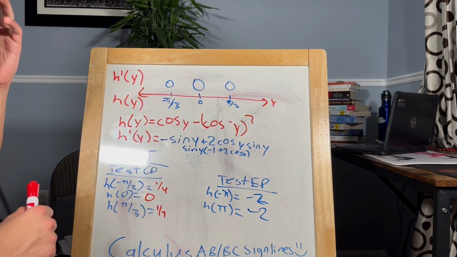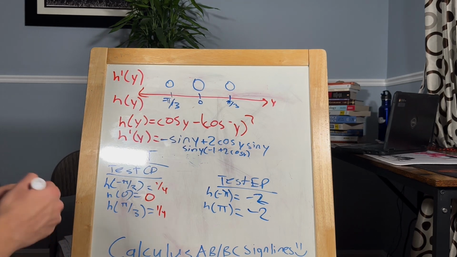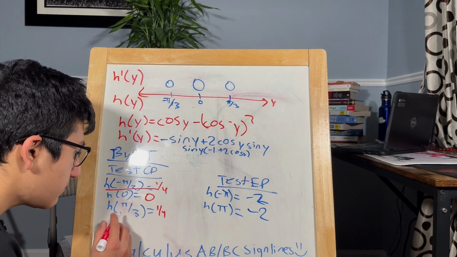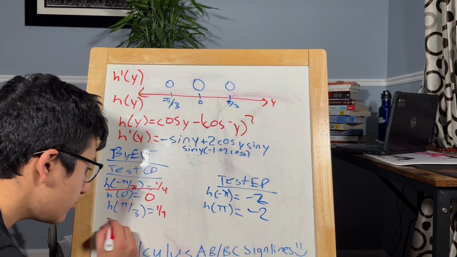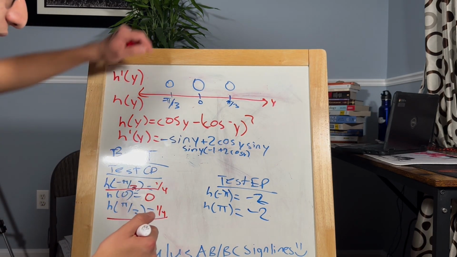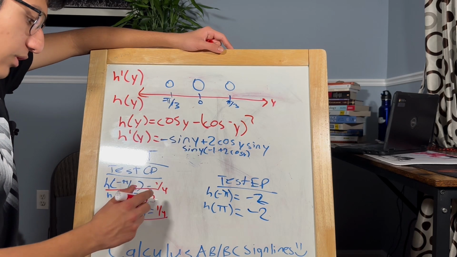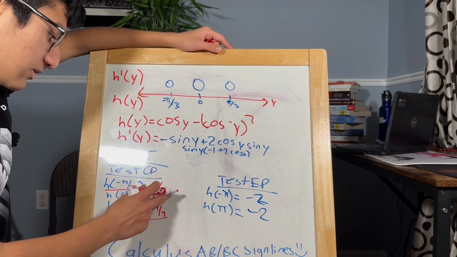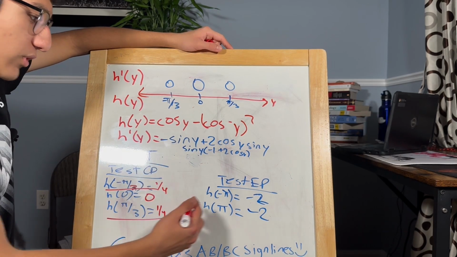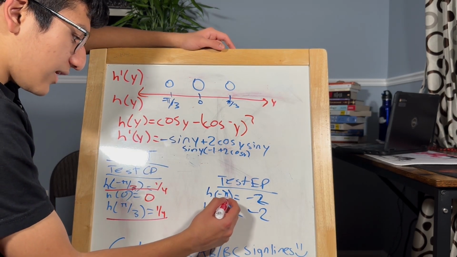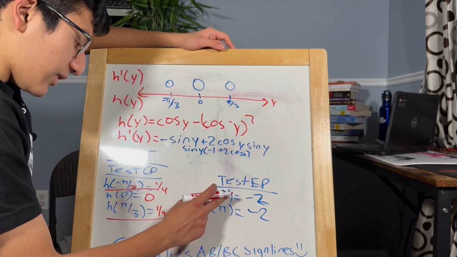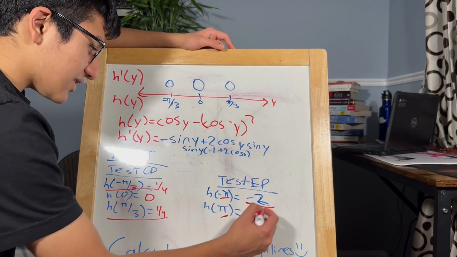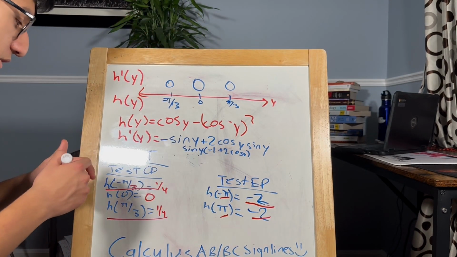And so that means that at y equals negative pi over 3 and y equals pi over 3, those would be local maximums. Oh my god, absolute maximums, because they're the highest points. And over here, when y is equal to negative pi or pi, it would be absolute minimums because those are the lowest numbers you see.